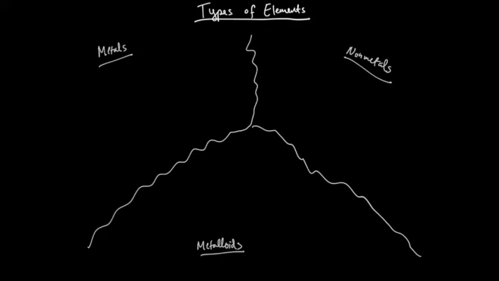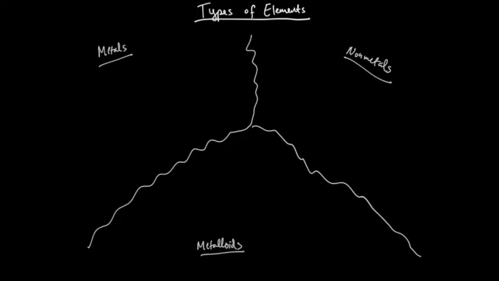Next thing we're going to talk about are the types of elements: metals, nonmetals, and metalloids. Metals make up most of the periodic table. They are shiny, they're bendable, they make good conductors, and they're likely to lose electrons and form cations. And they're located on the left side of the table, groups 1 through 12.